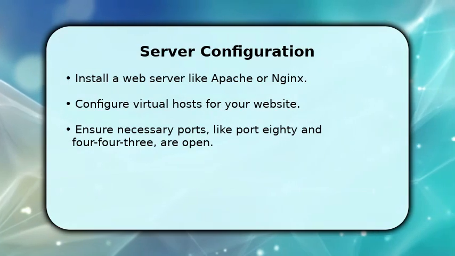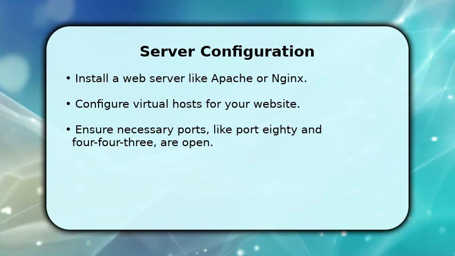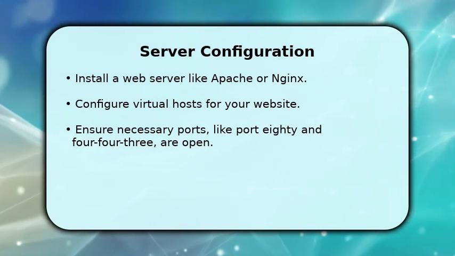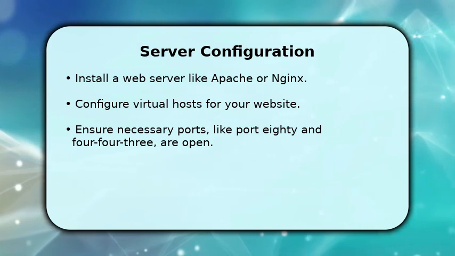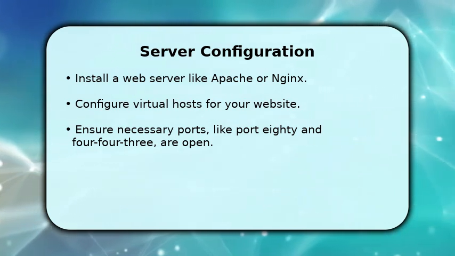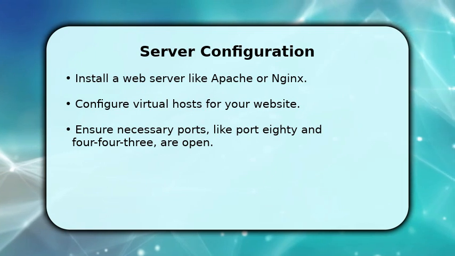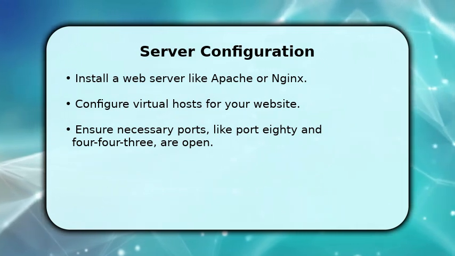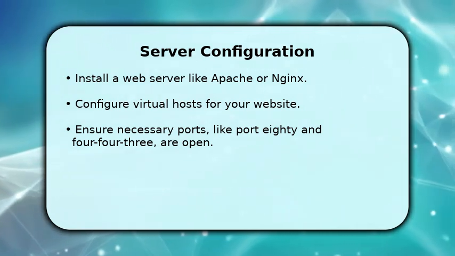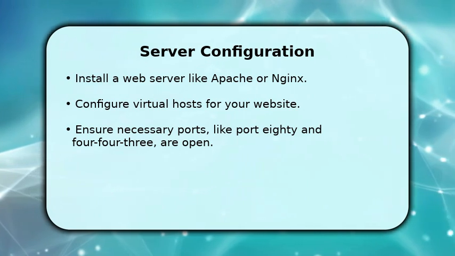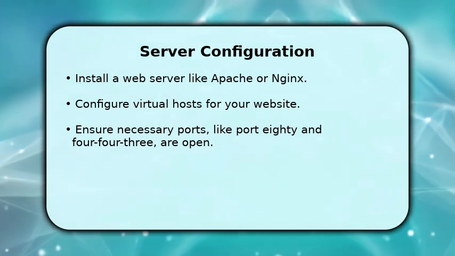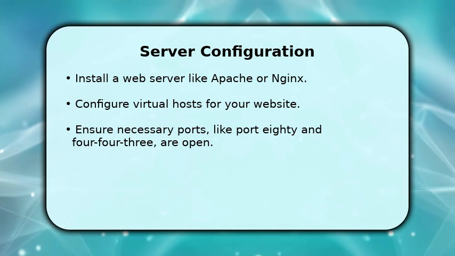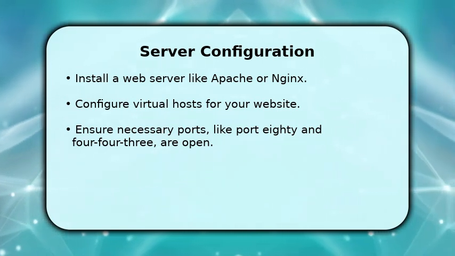Next, configure your server environment. Install a robust web server software like Apache or Nginx, which handles incoming web requests. Then, set up virtual hosts to tell the server which website to display for a given domain name. It's also vital to ensure that necessary communication ports, such as port 80 for HTTP and port 443 for HTTPS, are open on your server's firewall to allow web traffic.